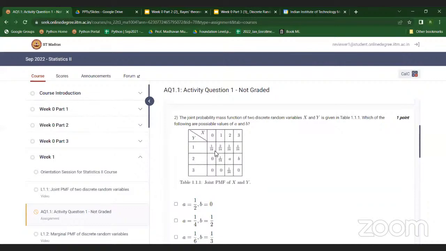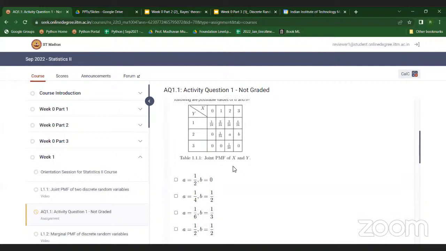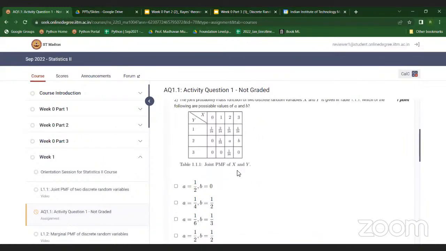We'll do this: 1 by 24 plus 2 by 24 plus 3 by 24 plus 4 by 24. It's going to be equal to 1 plus 2 plus 3 or 6, 10. 10 plus 11, 12, plus this is going to be 12. So 12 by 24. If it is equal to 12 by 24, what does that say? A plus B is 1 by 2.